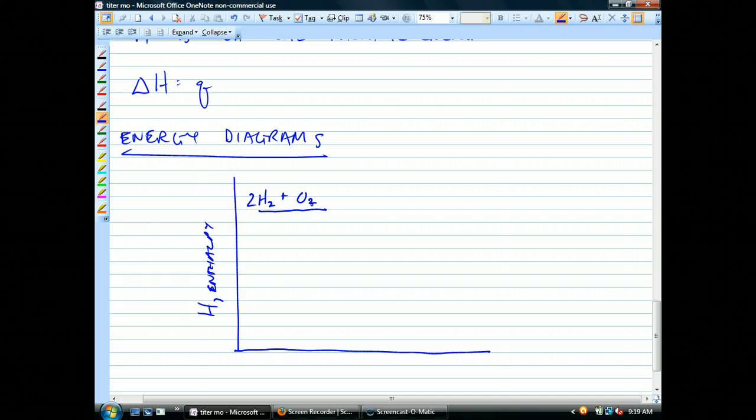2H2 plus O2. And then what I would say is that the two water molecules are actually at a lower potential energy state than the H2 and the O2. So when this reaction occurs, there is a negative change in enthalpy. Delta H is less than 0 because it's going down. You see that?